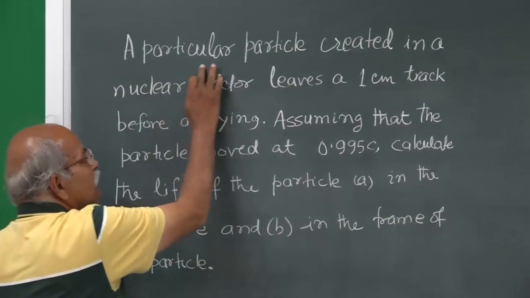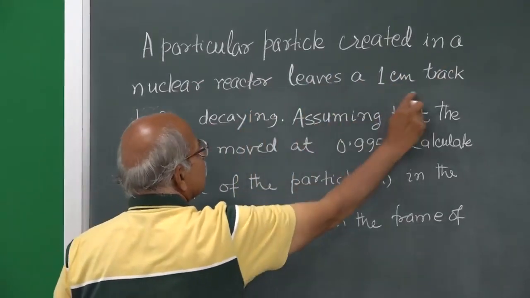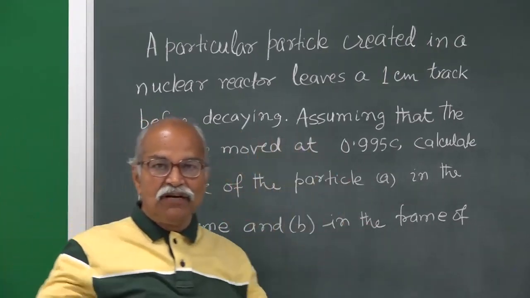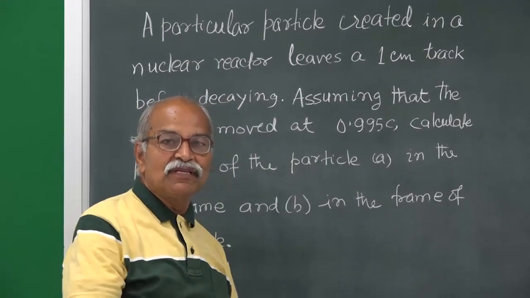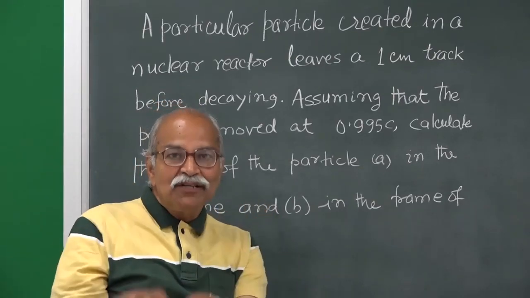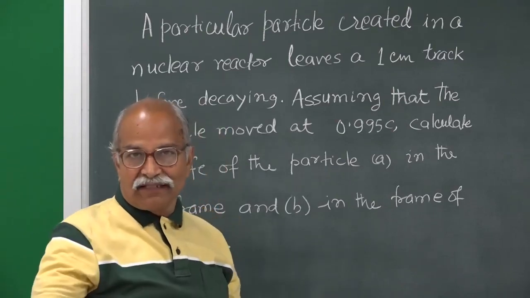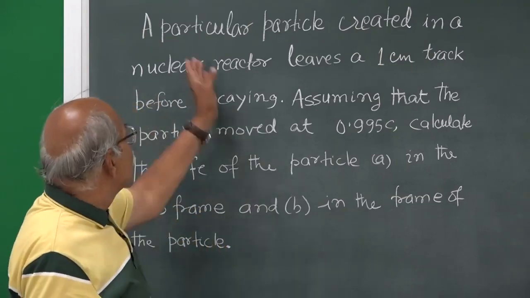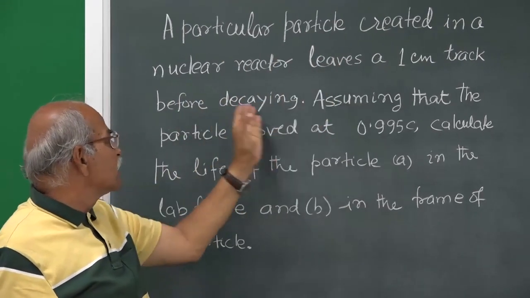A particular particle created in a nuclear reactor leaves a 1 centimeter track before decaying. So, in a nuclear reactor you have varieties of nuclear reactions taking place, new particles are created and then those particles move, and then in the detector system, there is some kind of detector. When the particle moves through the medium, it leaves a track, and when that particle decays, then the track is terminated. So, a particular particle created in a nuclear reactor leaves a 1 centimeter track before decaying.